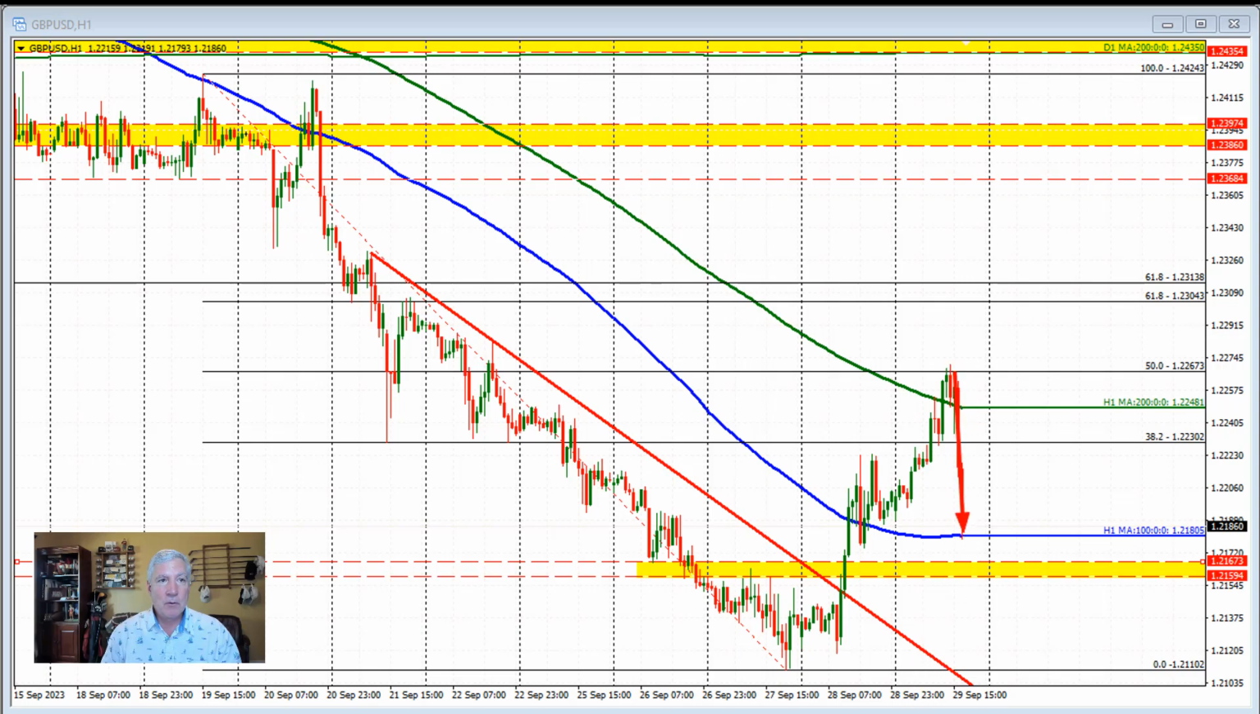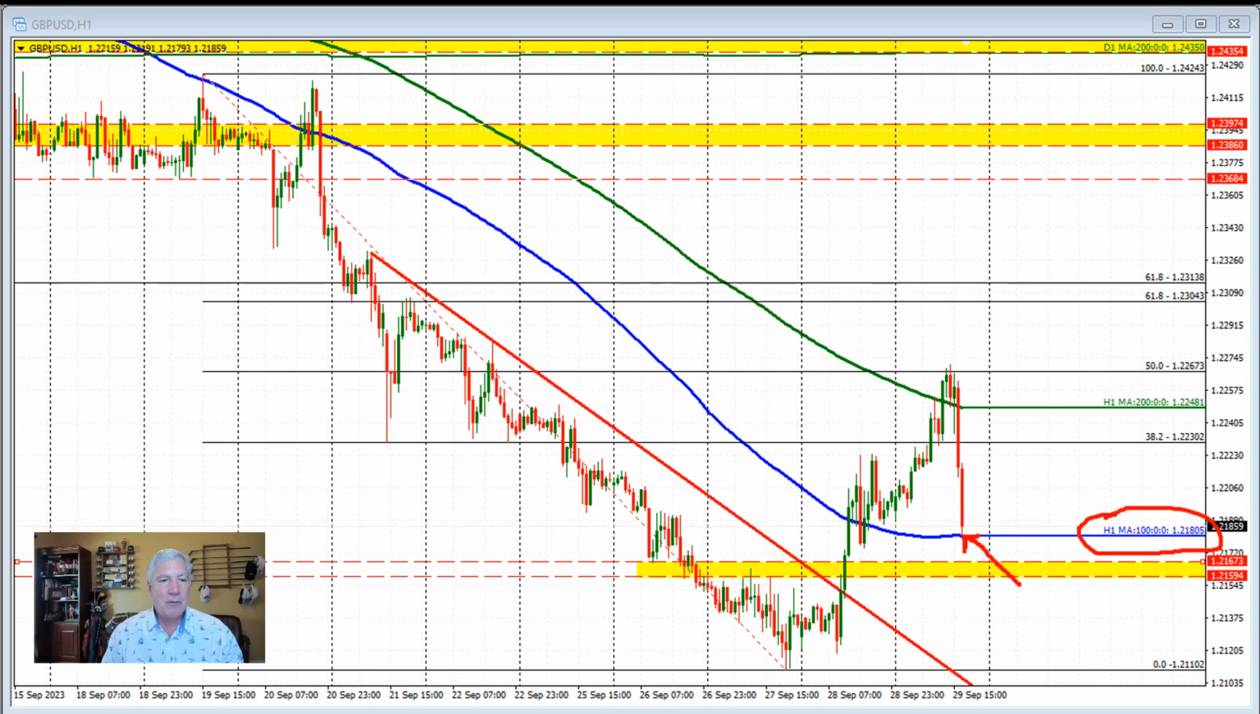We've seen a sharp move to the downside, and that move to the downside has returned right back to the 100-hour moving average. That's the blue line in this chart. It currently comes in at 1.21805, and the price is finding some support against that level, as you do. It's been a sharp move to the downside, and fairly quickly. So traders look for those opportunities where they can lean against and take profit, and that's the 100-hour moving average.